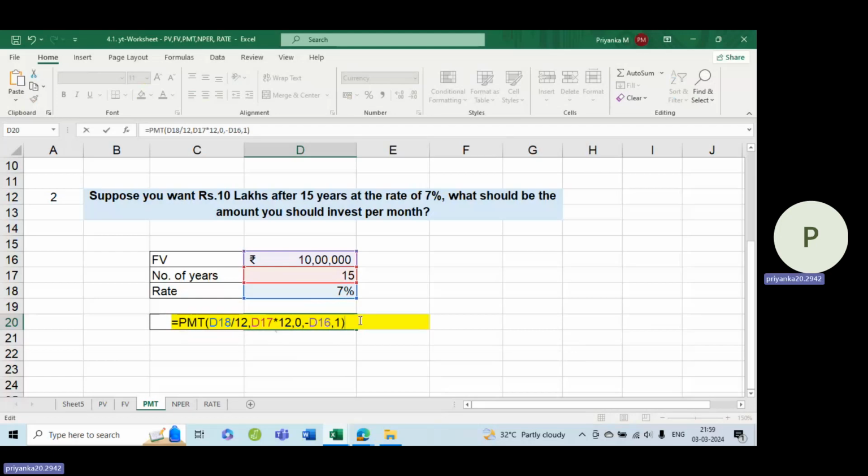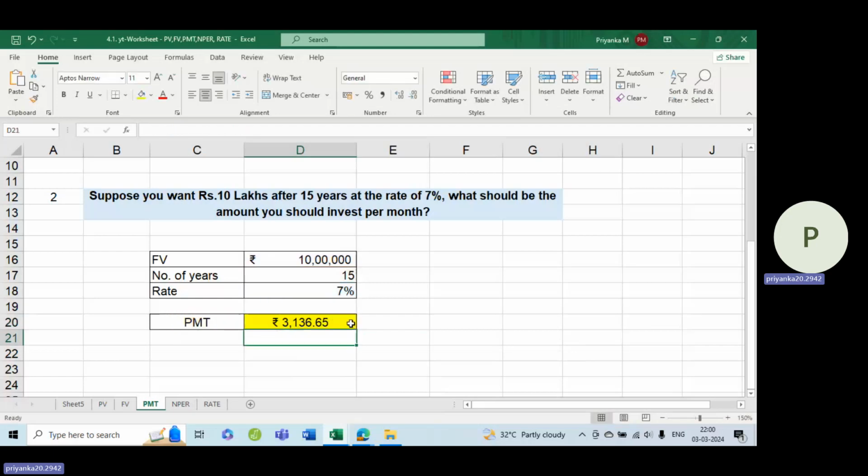Why? Because it's monthly, I'll be investing something, so some money is going out. Even though 10 lakhs will be coming to me later, initially the amount is going out from me monthly. So I'm introducing a negative sign there. So PMT of B18 divided by 12, which is nothing but your rate, then number of periods, then you don't have your present value, your future value, comma, 1 indicates your type, which means that at the beginning of the period itself we are going to invest it. Just give enter. So this is how you'll be calculating your payment.